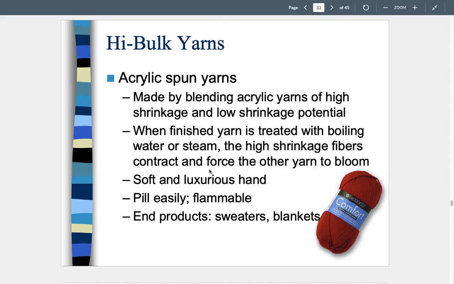So because the high shrinkage ones kind of suck up, they force the others to kind of bloom. The best example I have of this is those videos that my daughter loves to watch. She's only five. She loves to watch videos of people playing with slime. When they take their hand and squeeze the slime, the slime compresses inside their palm, but then it explodes and blooms from the bottom and the top of their hand. So it's that idea of shrinkage and then blooming, and it causes this fluffy, bulky yarn.